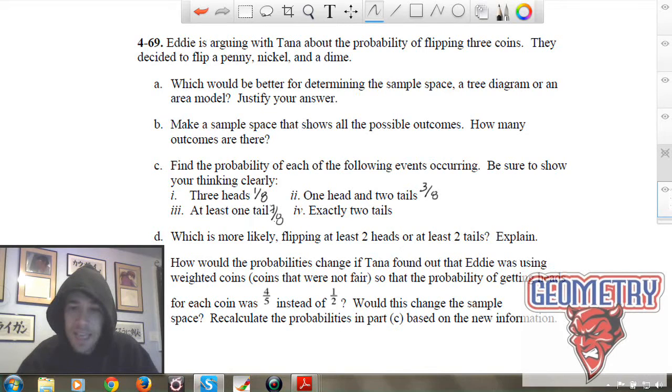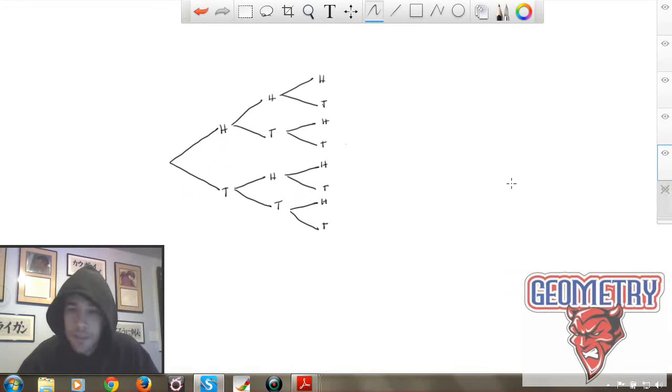And then exactly 2 tails. Okay, let's go back. We're looking for lines here that have exactly 2 tails. So that's 1. There's exactly 2 tails. There's exactly 2 tails. Nope, nope, nope. Okay, so 3 out of 8.